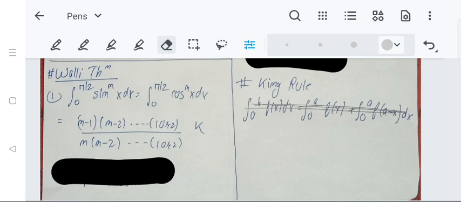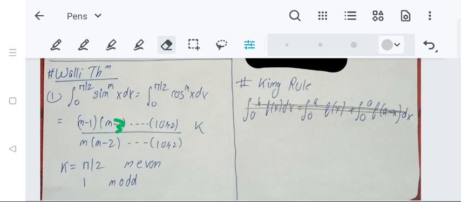The upper terms are odd, like 3, 5 and so on, and in the lower we have the even terms. That is, the upper is n minus 1, n minus 3, dot dot dot, divided by n, n minus 2, n minus 4, multiplied by k. And now what is this k? If n is even, then k is pi by 2. If n is odd, then k is 1.